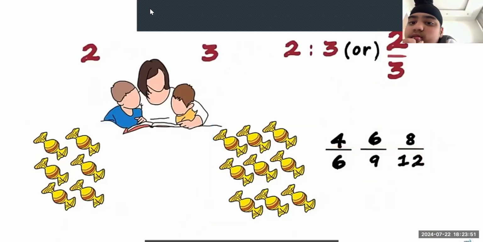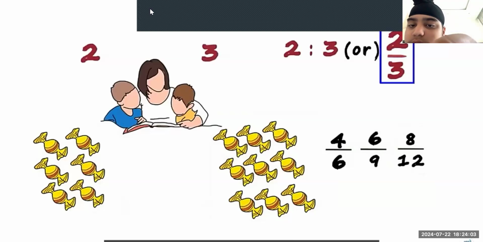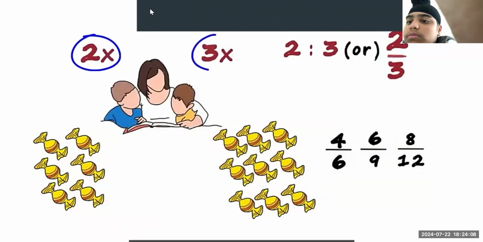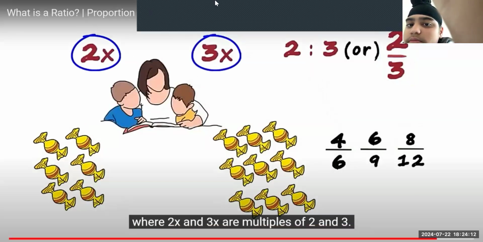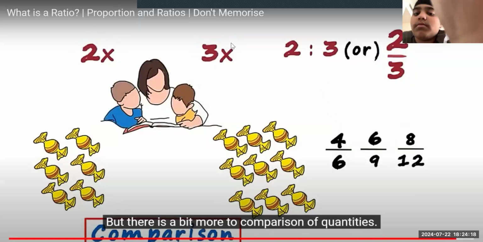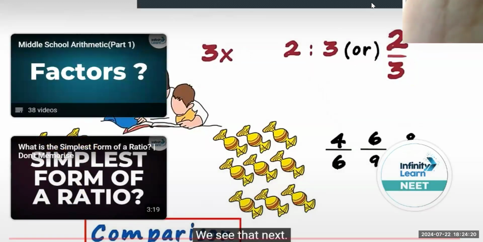A few students have this confusion that the ratio of 2/3 will mean Gaurav has just 2 chocolates and Jay just 3 chocolates. If the ratio is 2/3, then the quantities will be in the form of 2x and 3x, where 2x and 3x are multiples of 2 and 3. So ratio is basically a comparison of quantities. But there is a bit more to comparison of quantities. We see that next.